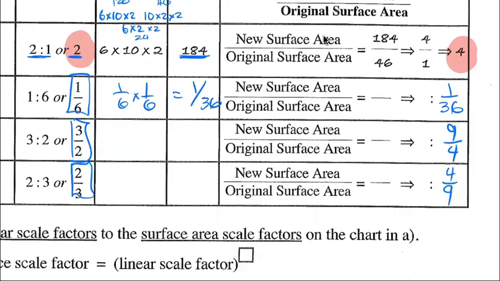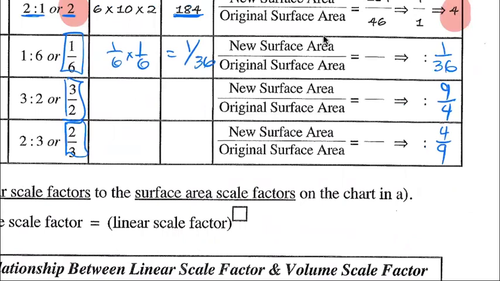I could work that backwards. Let's say that my surface area scale factor is 16 over 25. I take the square root of 16, that gives me 4. The square root of 25 gives me 5. There's my linear scale factor. So I take the square root of 16 and 25.